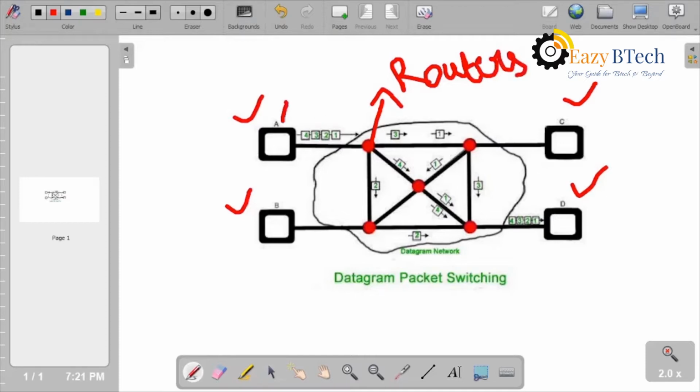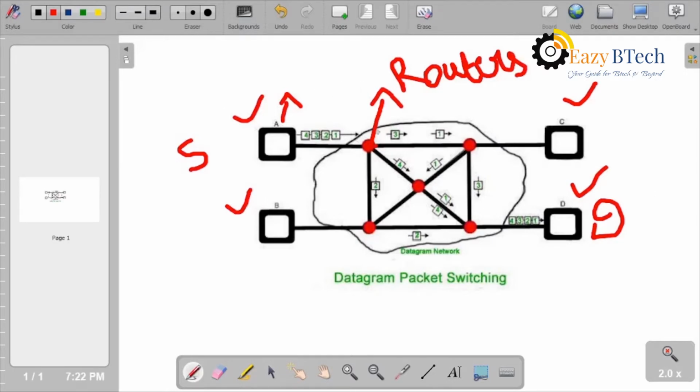From A, I am delivering 4 packets, 1, 2, 3, 4, to the network. By using the routers, each packet is sent along a different route or the best route to the destination. A is the source and D is the destination. We have to communicate data from A to D through the network. We have different routers in the middle of the network, and different routes to send the packets along a particular or best route to the destination.